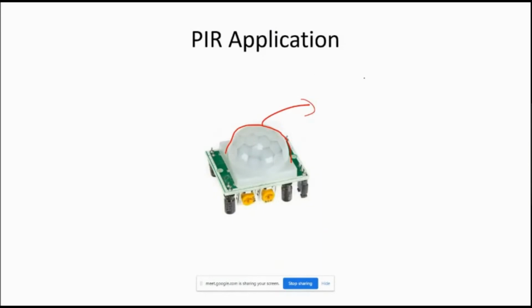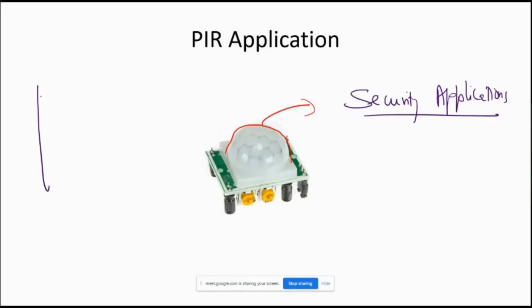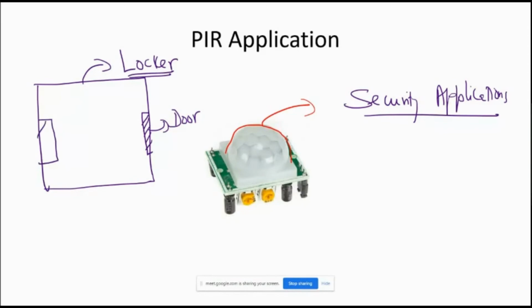This PIR sensor is widely used in security applications. Say, for example, I have a room. This is a locker room, let us say. This is the door. So this is the safety locker. I want to secure this locker and detect whether somebody is entering this secure place or not. So I would take a PIR sensor and position it like this, and another sensor like this, so that it covers the entire room. We can use two or more sensors, it is not necessary to use only one. So the moment somebody crosses the field of view of this particular PIR sensor, it would detect that and intimate it.